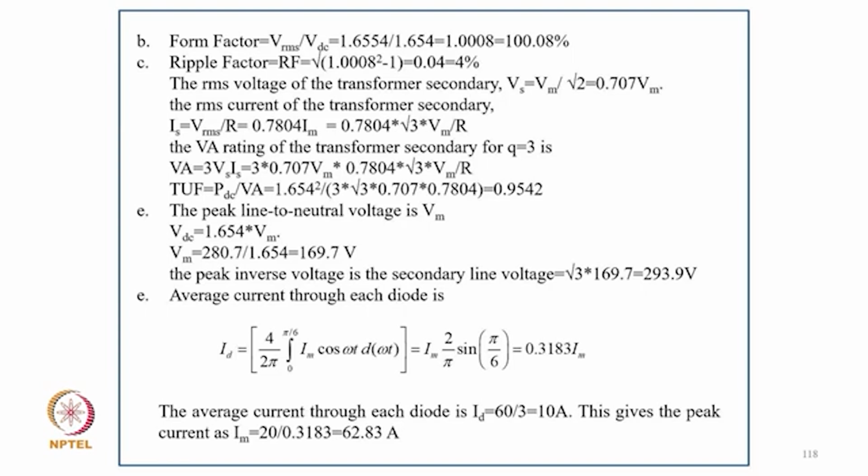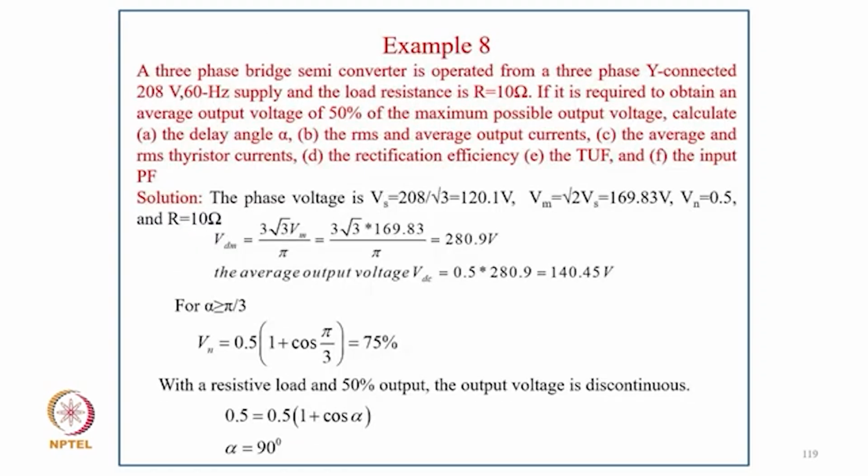And average current through the diode ID equal to, in bracket, 2 upon 2 pi, 0 to 5 pi by 6, Im cos omega t, equal to the following value, becomes 0.3183 Im. The average current through diode is ID equal to 60 by 3. This gives the peak current Im equal to 63.83 ampere.